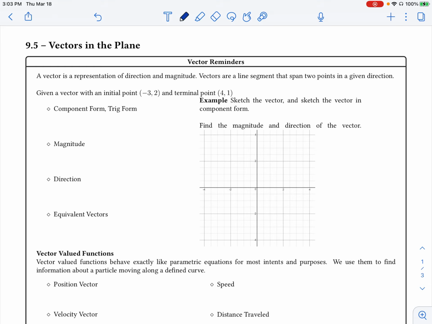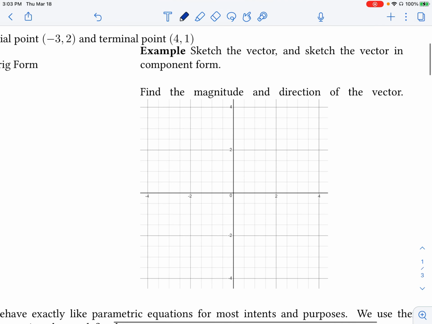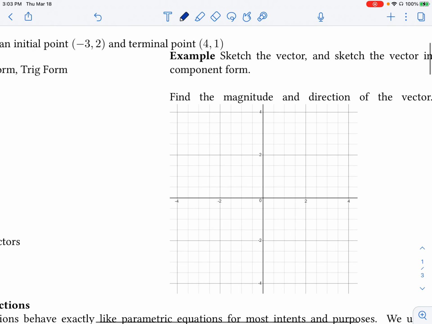So if you recall, a vector is a representation of both direction and magnitude. That's what a vector tells us: not only how far something has gone, but also the direction in which it has moved. So every vector has what we call an initial point and a terminal point. So let me just plot both of those here. If my initial point for this vector is negative 3, 2, which would be right over here.